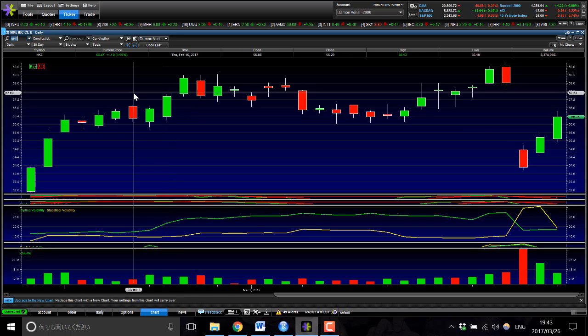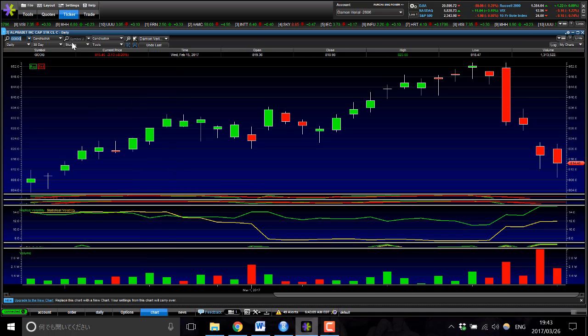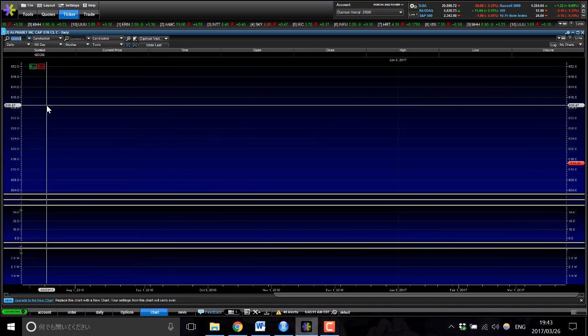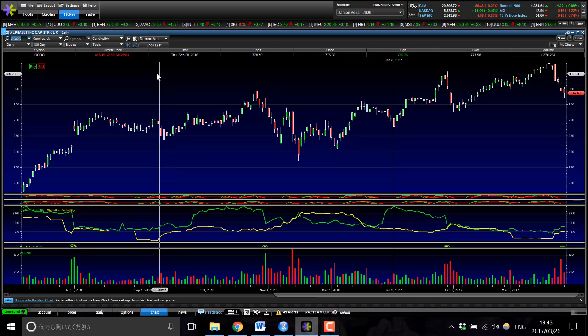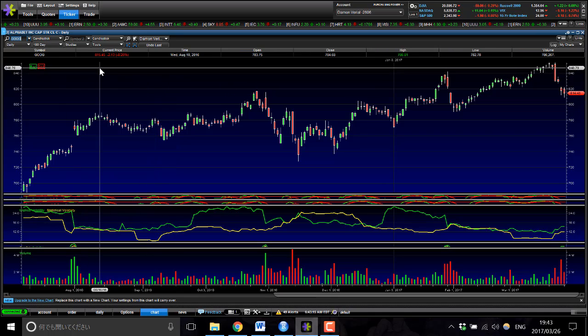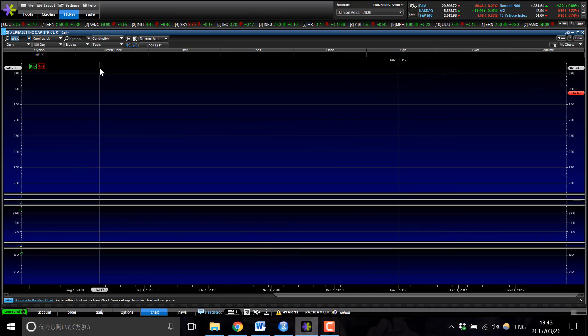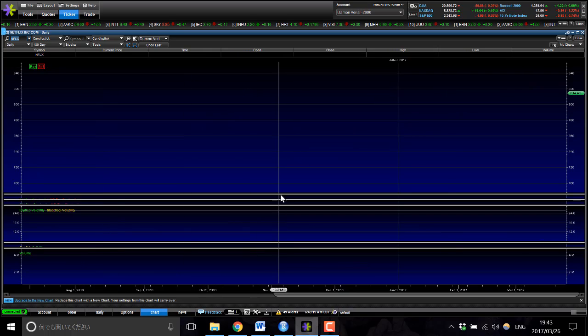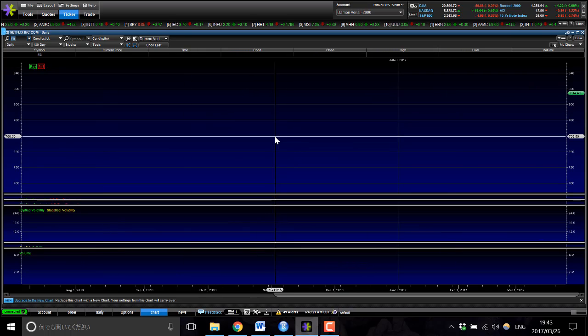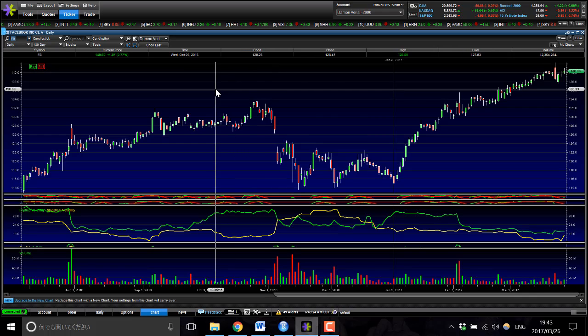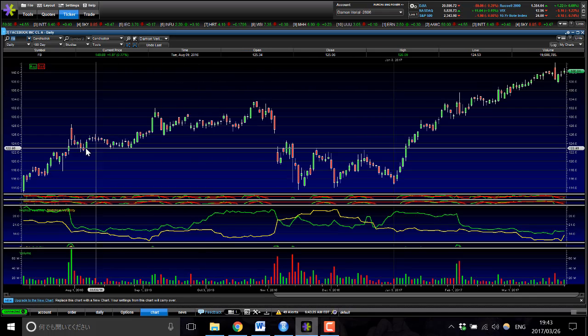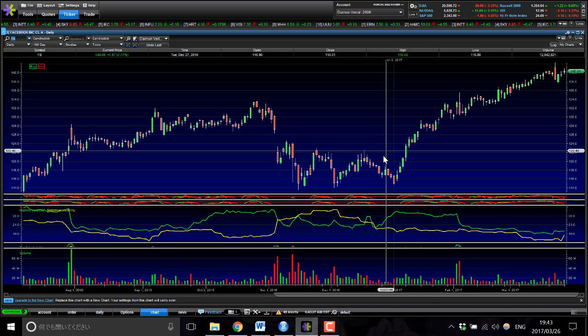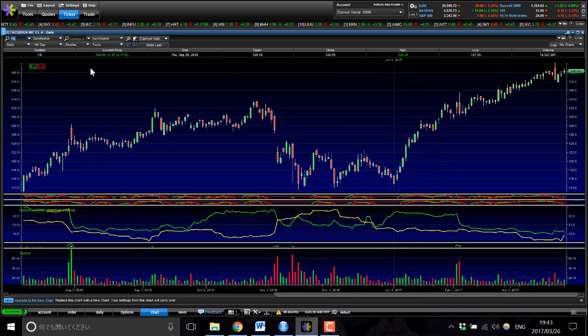Now, let's see if we can find a breakaway gap. Let me think if we had one recently. There might be one in one of those big tech stocks. Let's see here. Netflix, maybe. Not loading. Facebook, maybe. No, I'm not seeing anything, but imagine, okay, here we go. This looks like a breakaway gap right here. So I'm going to go back 90 days.